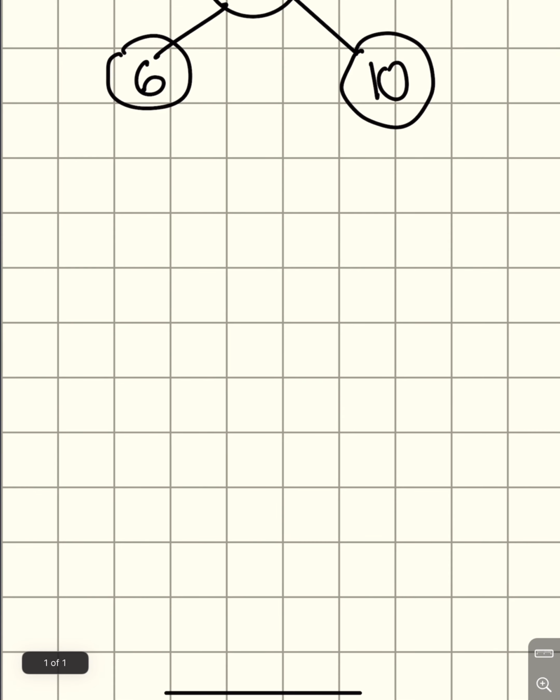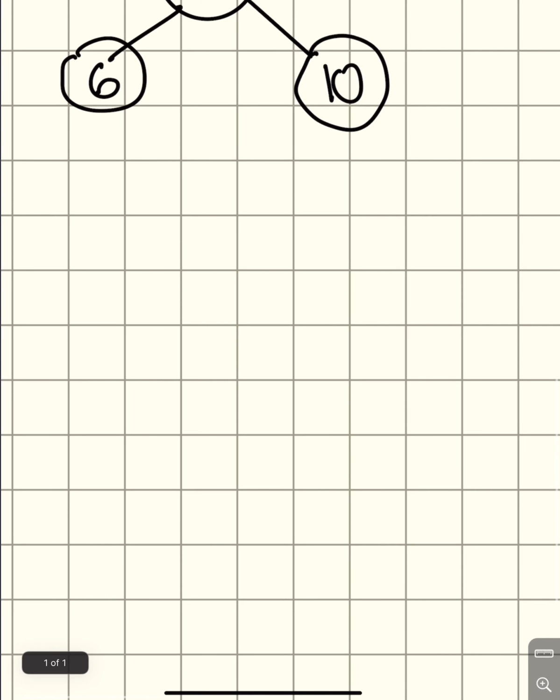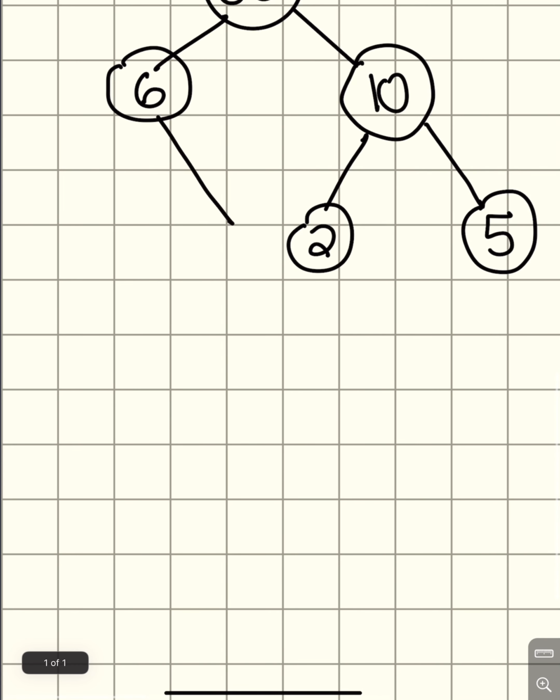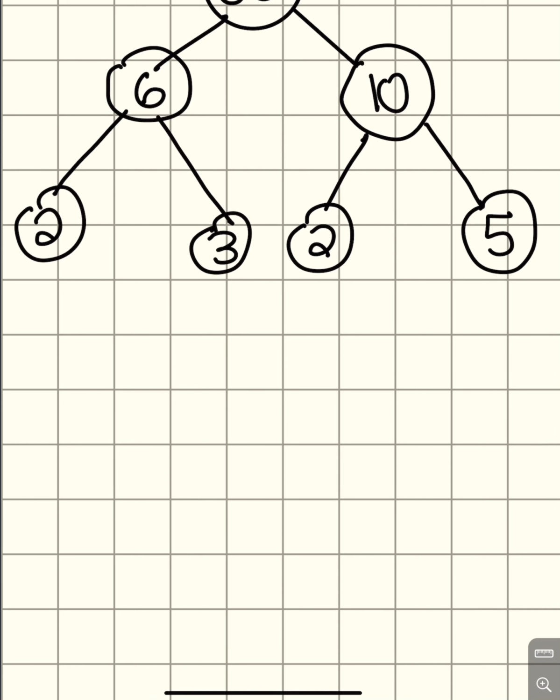Now I know that 6 and 10 are both not prime numbers. So I can further divide this. I can divide this 10 into 2 times 5. So I can write this as 2 and 5. And I can also write 6 as 2 times 3. And I know that 2, 3, and 5 are all prime numbers. So that means these are going to be my 4 prime numbers that will multiply to 60.